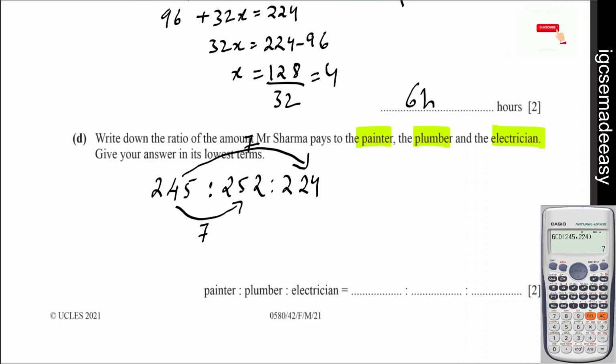So using a calculator, we can divide 245 by 7. You can use the HCF. If you divide 245 with 7, you'll get 35 as the first ratio. If you divide 252 with 7, you'll get 36 as the second ratio. And if you divide 224 with 7, you'll get 32 as the third ratio.